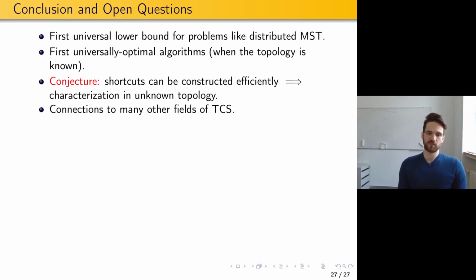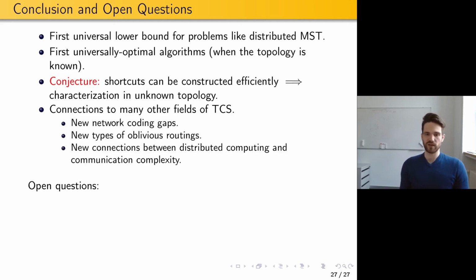Now, there are many connections of this work to other fields of theoretical computer science, because it's kind of a new result, and to work upon it we needed to develop tools for many different areas of TCS. So to give a few examples, these include new network coding apps from information theory. These include new types of oblivious routings from graph theory and approximation algorithms. And also these include new connections between distributed computing and communication complexity. And now the nice thing here is that not only do we draw from these areas to prove our result, but the line of questions asked in this paper kind of influenced new results in those other areas, and now there is kind of a mutual benefit because we were able to solve some questions there that were, I would say, notable and nice.